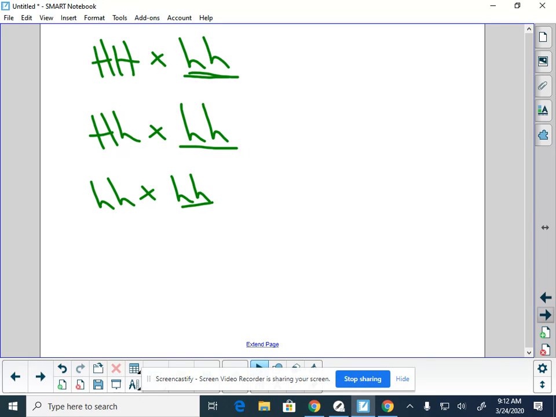What I would recommend at this point is that you pause my video and you do these three Punnett squares. Give me the genotypic and the phenotypic ratios for each one and see if you come up with what is hopefully the right answer. So pause the video now and I will keep going.